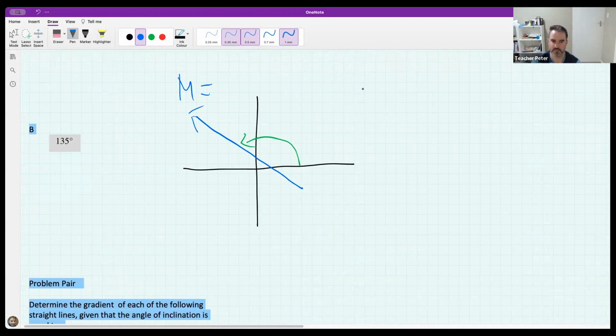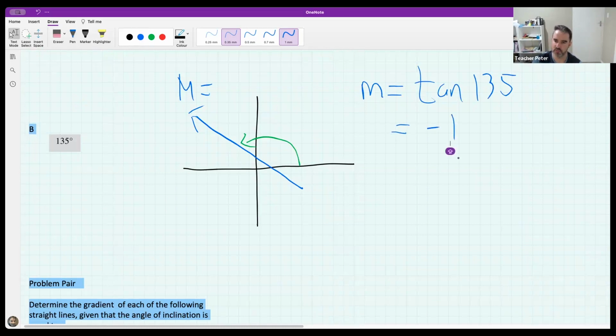What do you get? Well, it looks like the same formula should work. And what do we get? We get -1. All right, that's actually quite easy, I think.